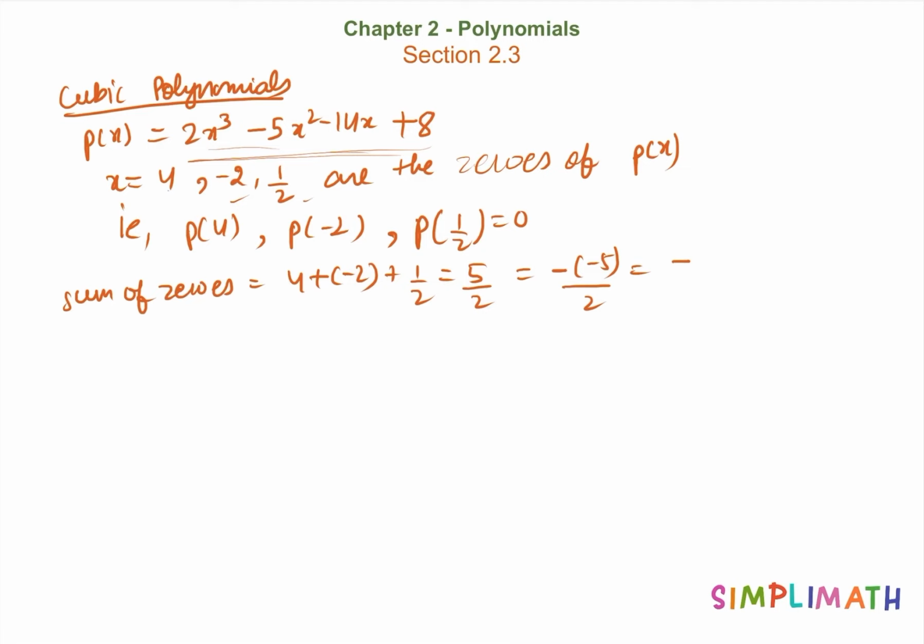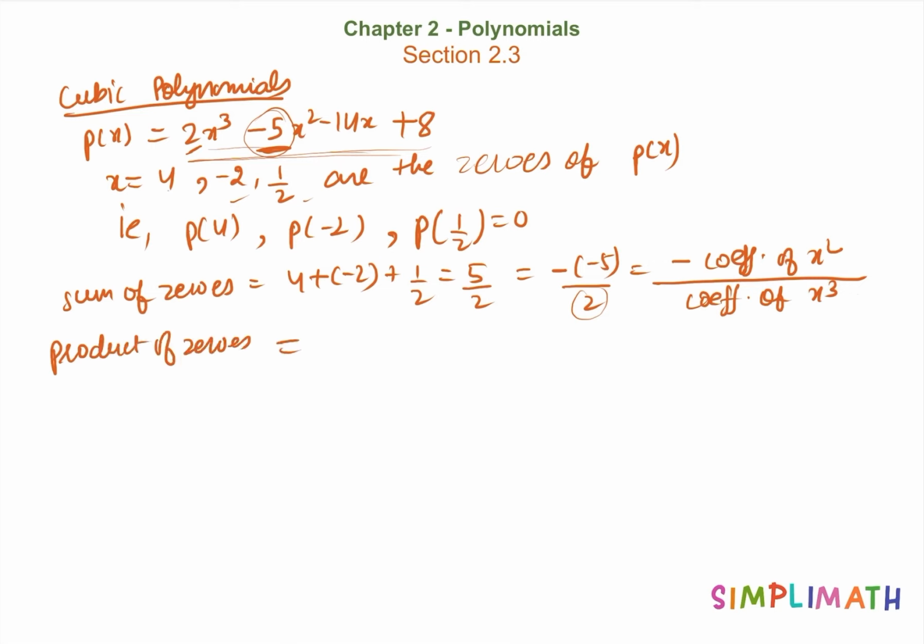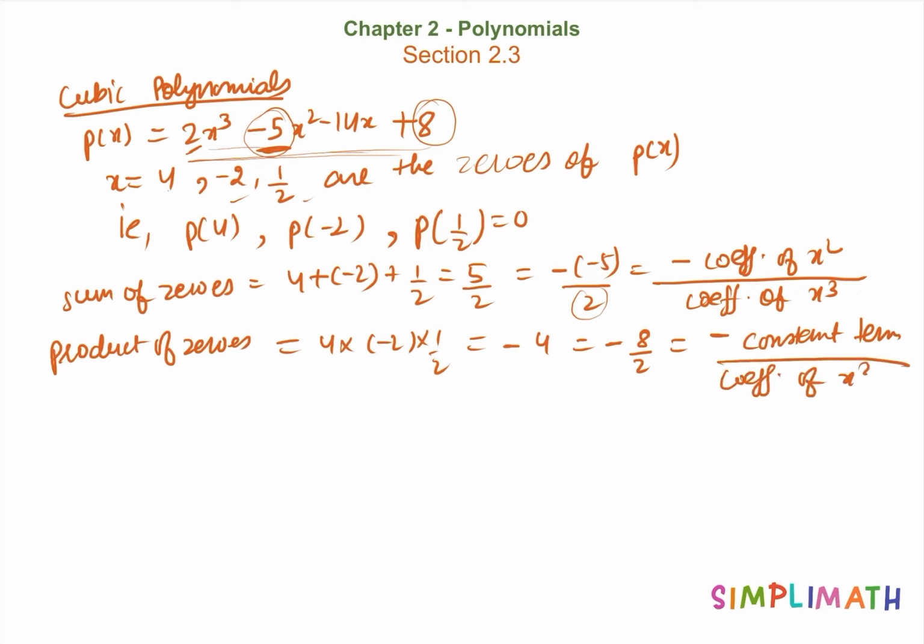So I can write this as minus of, what is this? It is here coefficient of x square upon coefficient of x cube, where 2 is the coefficient of x cube. Okay, now what is the product of the zeros? Product of the zeros is 4 into minus 2 into half, which is equal to minus 4, which I can write as minus of 8 by 2, which can be, what is 8 here? We can say minus of constant term upon coefficient of x cube.